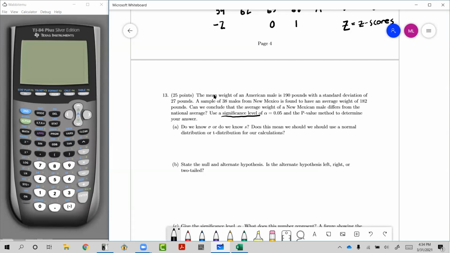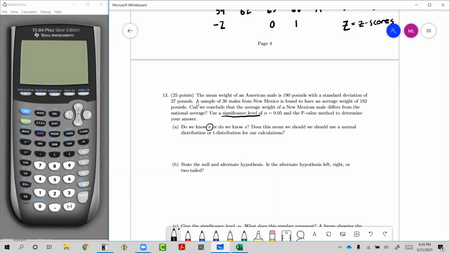So what's the answer? Well, based on the wording, it tells us the mean weight of essentially all American males is 190 pounds, and the standard deviation of all American males' weights is 27 pounds. So this 27 pounds is indeed sigma. So we're given sigma, not S.